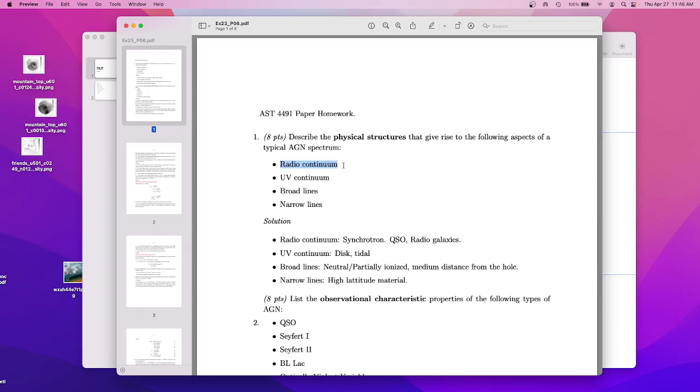The UV continuum, what makes the UV? The disk. So we've got that accretion disk, which is smashing stuff with gravity. That makes it hot. That makes it radiate. That makes all the photons come out. The broad lines? It's little fluffy clouds at the end of the disk. And the narrow lines? There's the stuff that's not orbiting. It's the stuff that's close to the black hole but not in orbit around it. It's the nearby gas.